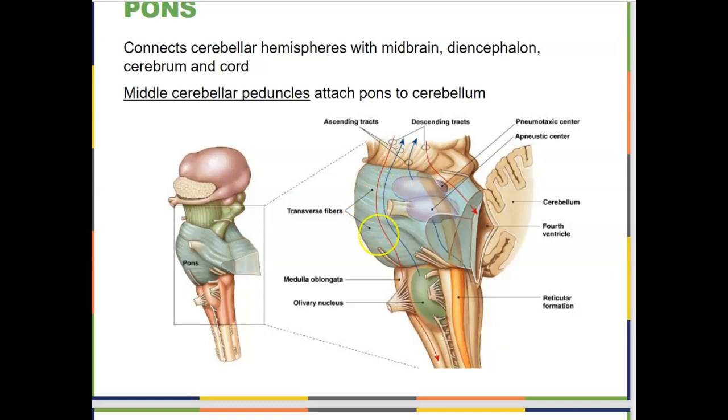So again, we have transverse fibers, which are fiber tracts, white matter. Here's our apneustic center and the pneumotaxic center. These are very, very important in regulating breathing. We have the reticular formation. We have the olivary nucleus, right? Because it's about the size of an olive. That's why they call it that. Here's the initiation of the medulla, cerebellum, fourth ventricle, and so forth.